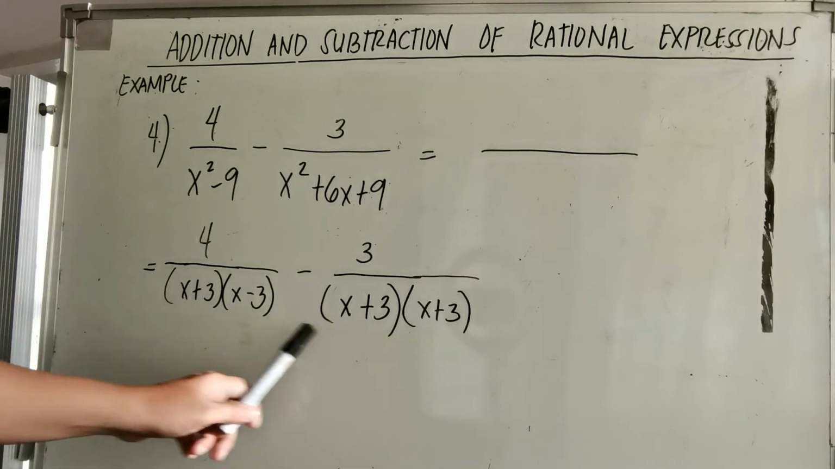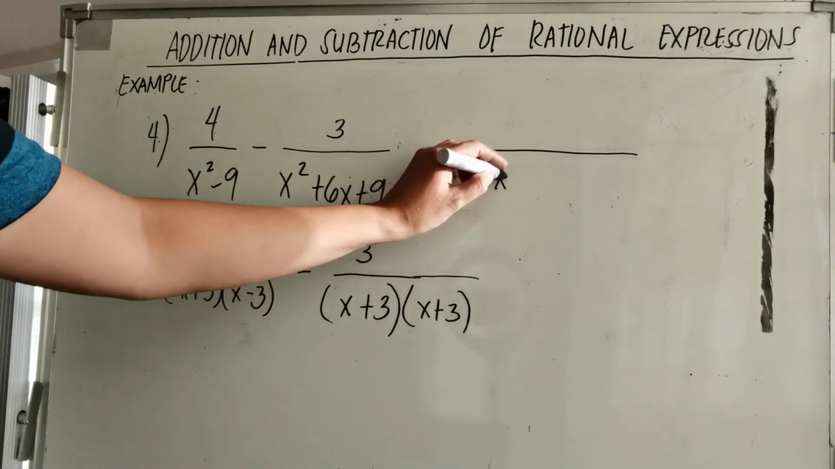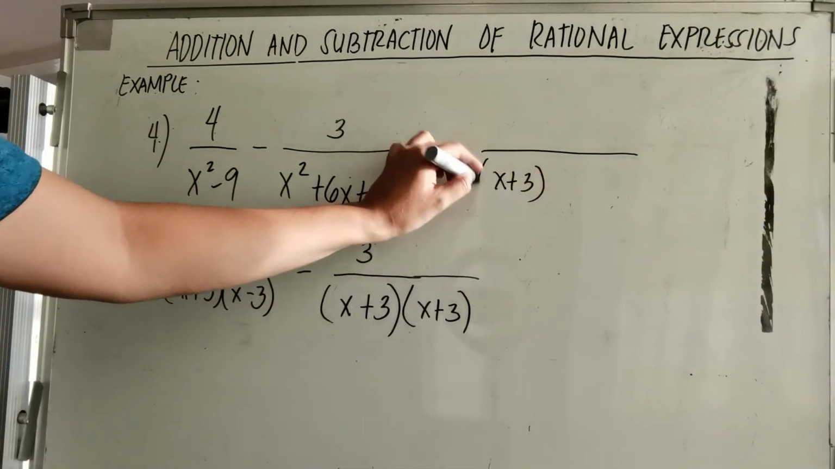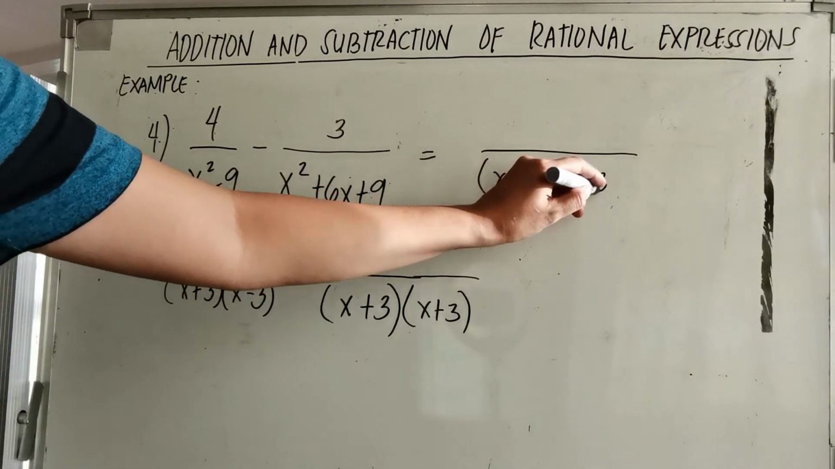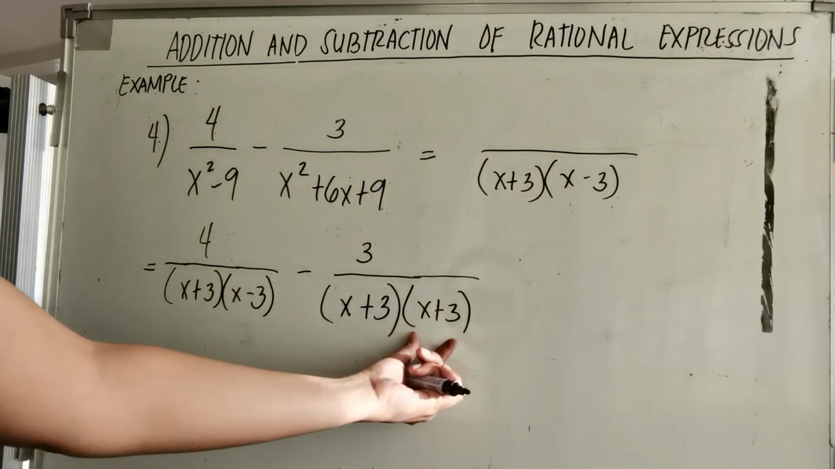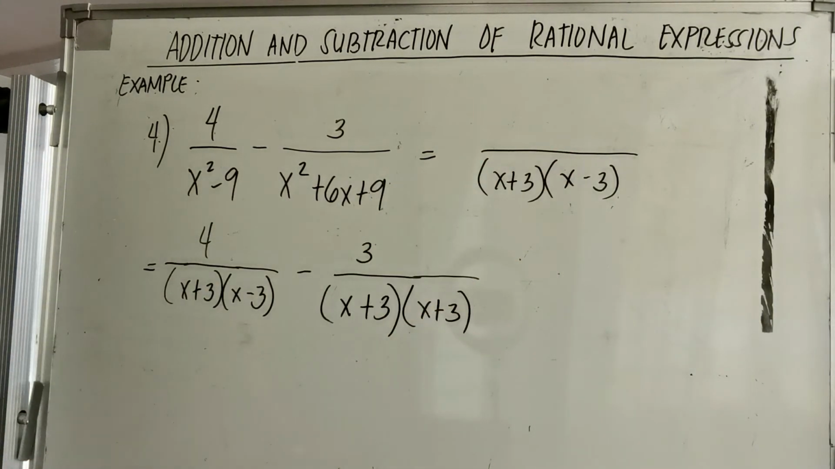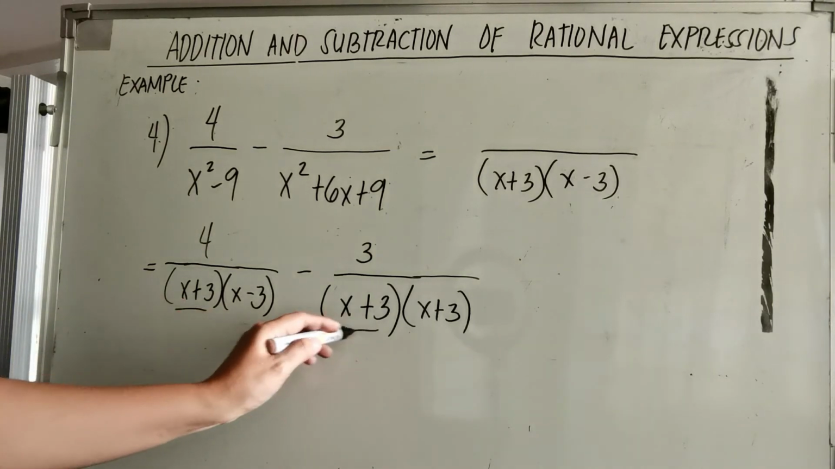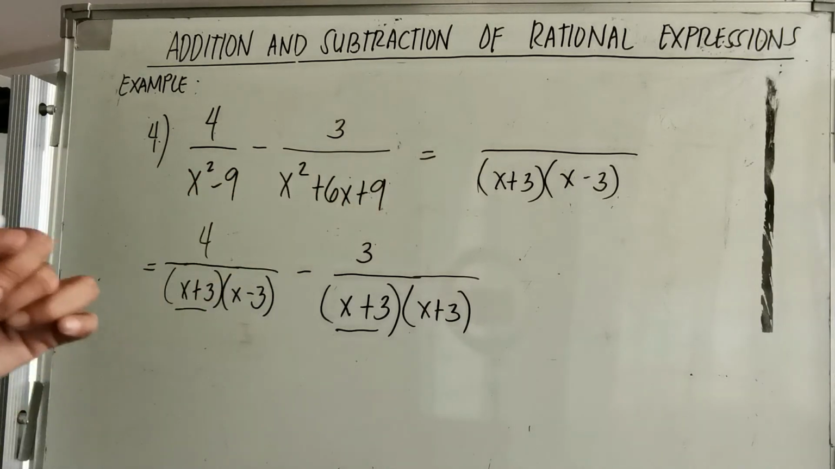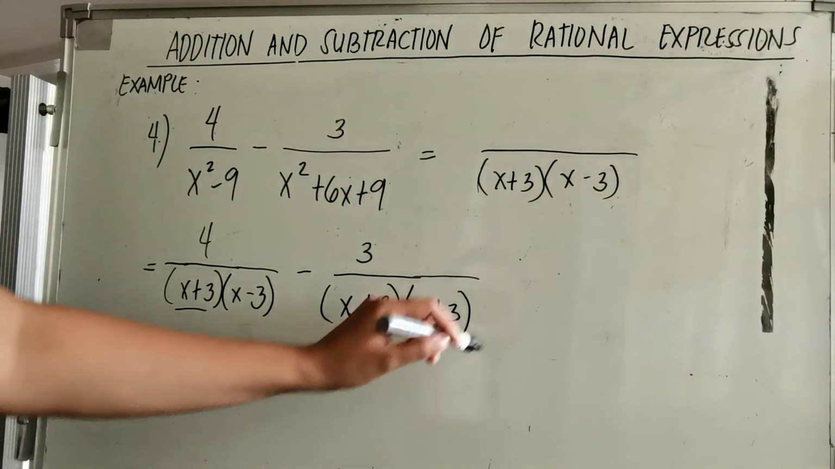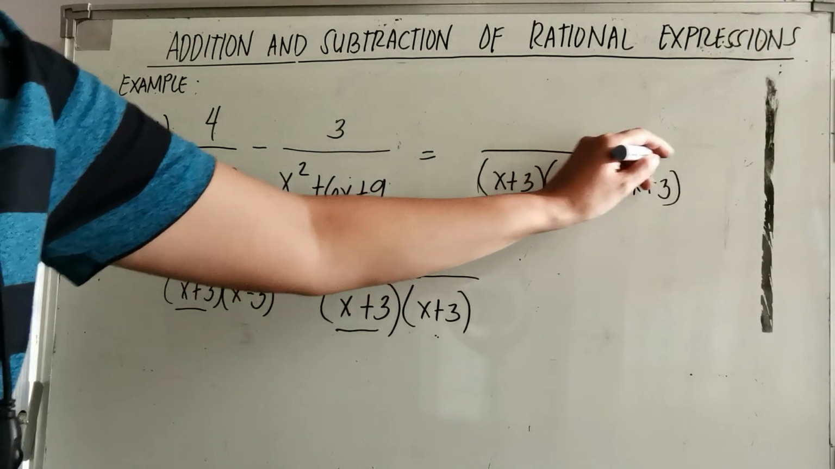Next, kunin natin yung kanyang LCD. So, we have x plus 3. Meron din tayong x plus 3 dito. So, ang kanyang LCD ay x plus 3. Next, x minus 3. And since meron pa ulit tayong x plus 3, kailangan isulat natin siya ulit. Since ito at ito ay yung ating first na x plus 3. So, itong dulo ay separate natin isusulat.